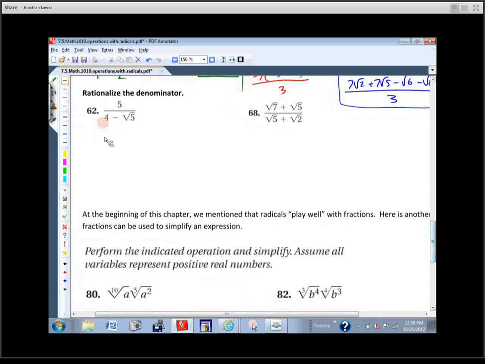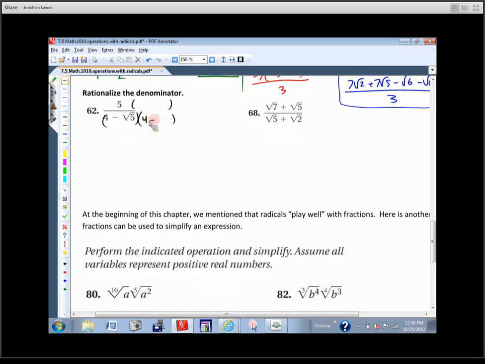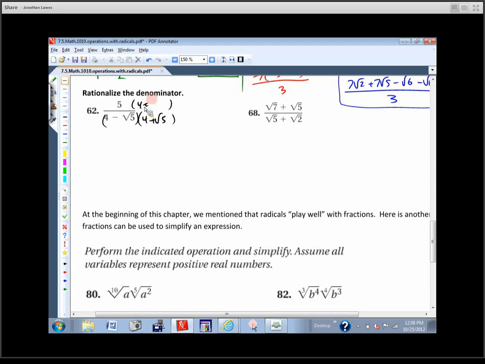This isn't bad, is it? It's a piece of cake, right? 4 plus radical 5, 4 plus radical 5. So that means my numerator is 20 plus 5 radical 5. And in the denominator I get, let's see, this is going to be 16 minus 5. So I get 20 plus 5 radical 5 over 11. Can't do anything with that. That's my answer right there.